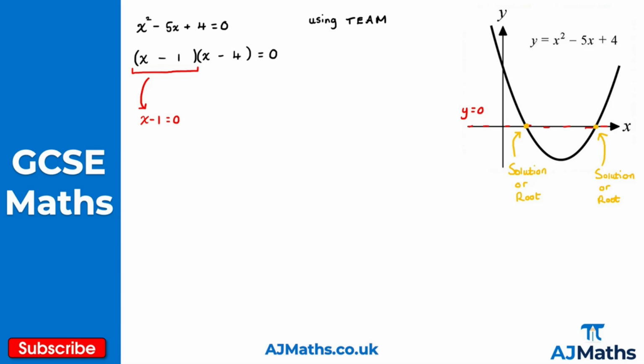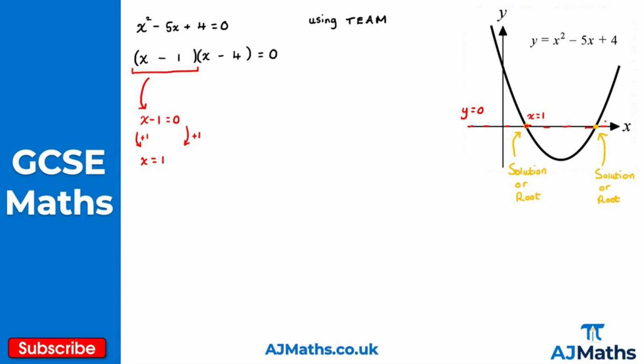We just solve this using inverse operations. So now add 1 to both sides. And in that case, we get x equals 1 there. Okay. So that x equals 1 corresponds to this solution here. So that there is x equals 1. Okay. So that's my first solution, but we're not done here.